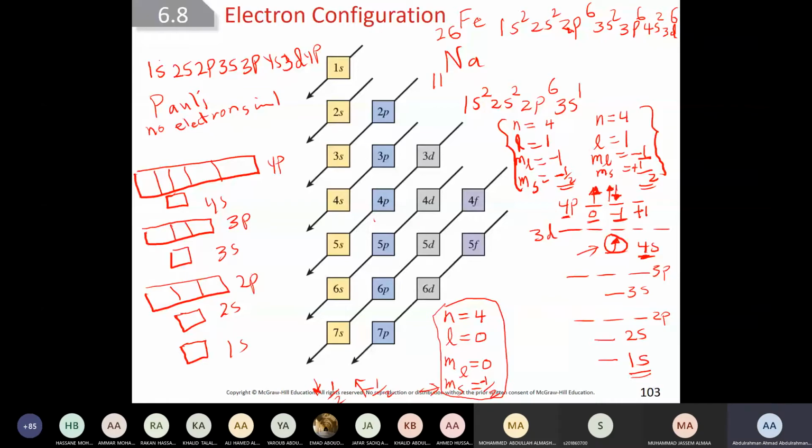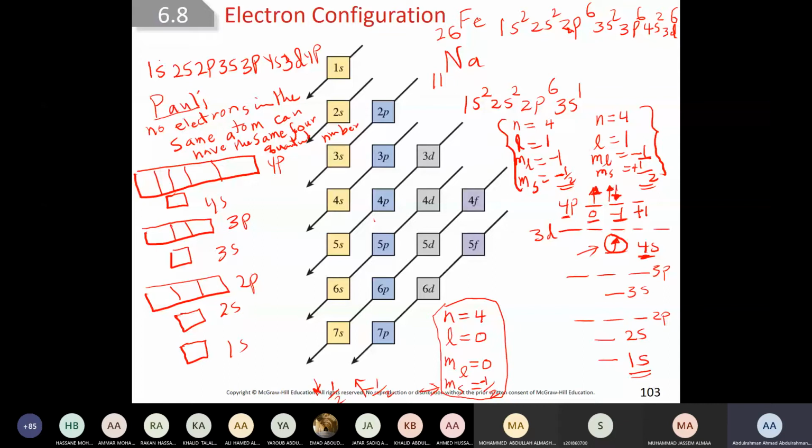No two electrons in the same atom can have the same 4 quantum numbers. That's the way to say the Pauli exclusion principle. Repeat it. Pauli exclusion principle: no two electrons in the same atom can have the same 4 quantum numbers.